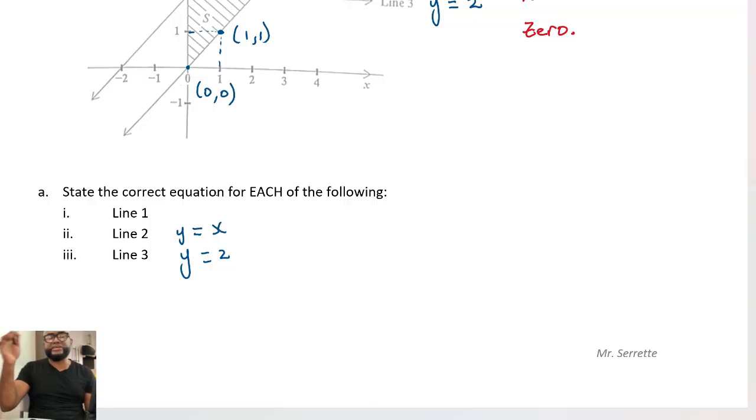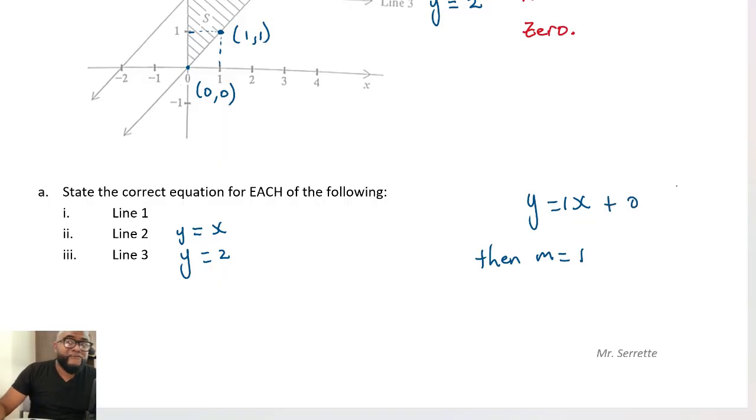What's the gradient of this line? Not the gradient, sorry, the equation. If I just write y is equal to x, what's the gradient of this line? Somebody said 1. Y is equal to mx plus c. What number is understood in front of x here? Boom, 1. So m is 1. Our c is 0.